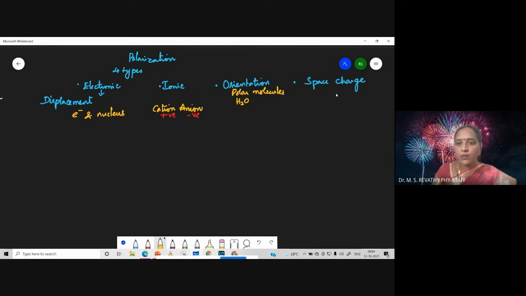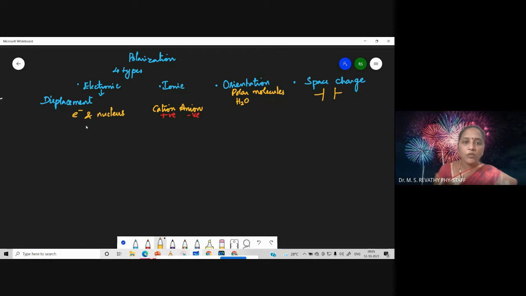Space charge polarization is due to the accumulation of charges in the electrodes. If there is a positive electrode and a negative electrode, there will be a diffusion of charges. The charges jump from one place to another, thereby giving a redistribution of charges. We are going to see these one by one in detail.